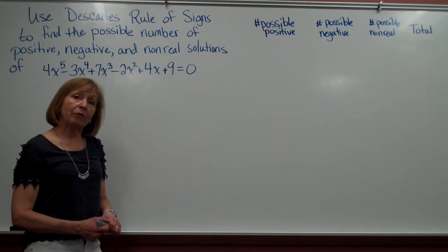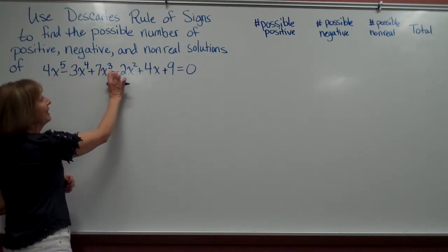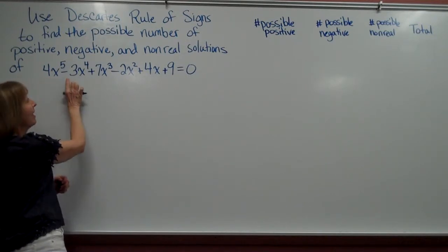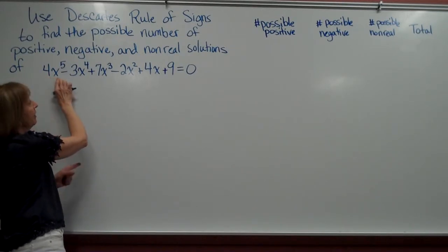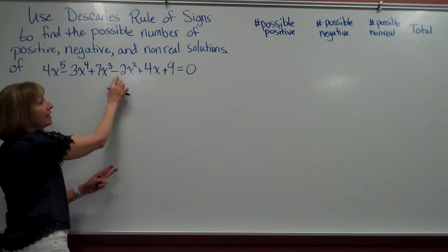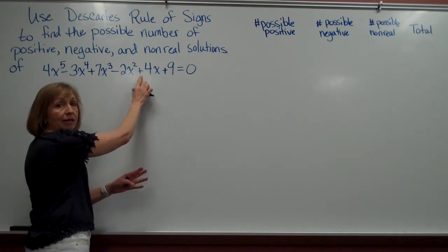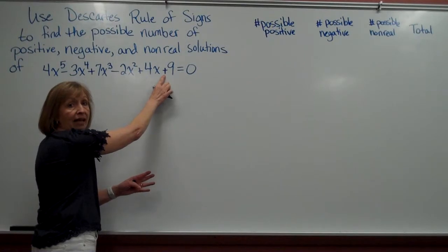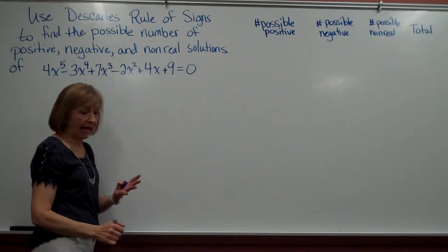So, for us to find out the number of possible positive roots for this example, we notice it's already in descending order. We notice that the leading coefficient is positive. The next term's coefficient is negative, so it went from positive to negative, so that's one variation. Then negative to positive is another variation. Positive to negative is another variation. Negative to positive is another variation. And positive to positive is not a change in sign, so that's not a variation. So this equation has 4 variations in sign.